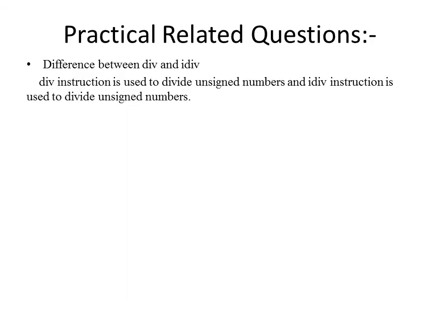Then practical question: what is the difference between div and idiv instruction? We know that div instruction is used to perform division of two unsigned numbers without any sign, only positive numbers. For division of positive numbers, we use div instruction, and for division of negative numbers, we can use idiv instruction.